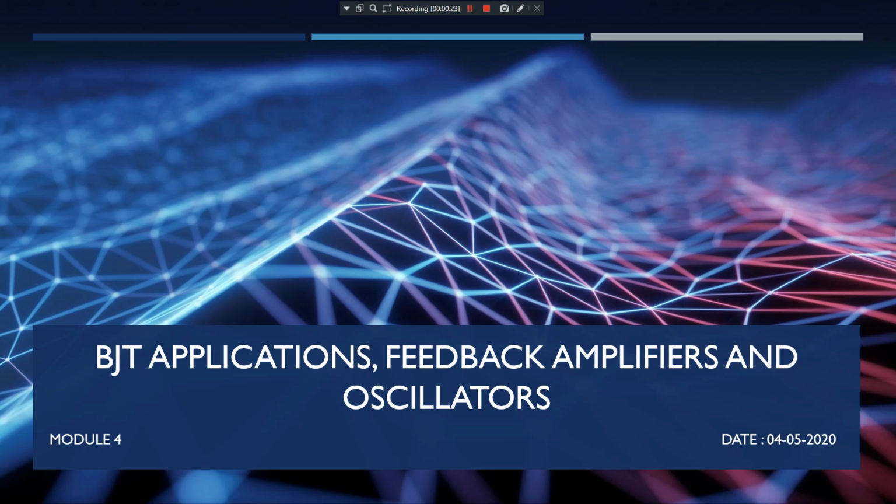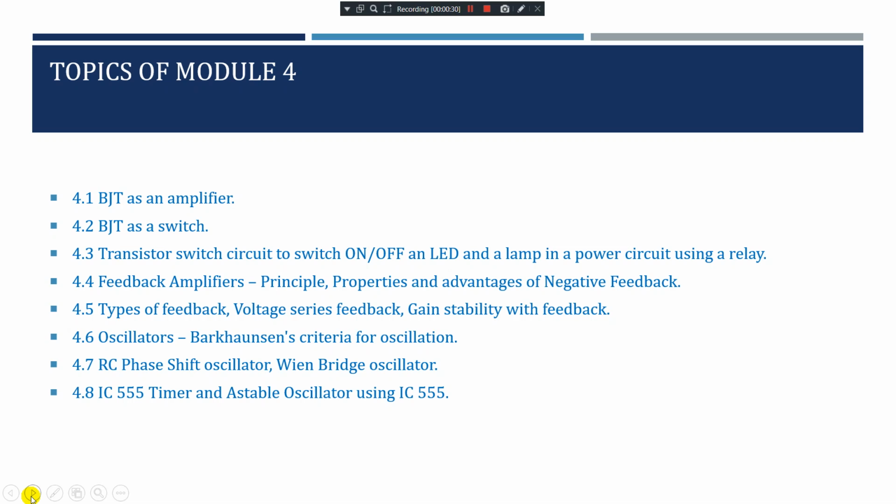Today we will be studying some of the topics of module 4. You can see here the first topics are BJT as an amplifier and BJT as a switch. The transistor can be used as a switch, turning on and off, and you can also connect a transistor to an LED.